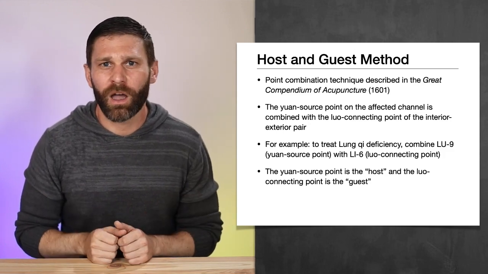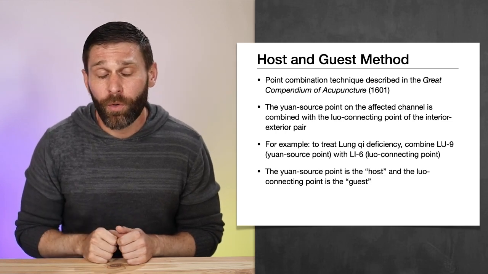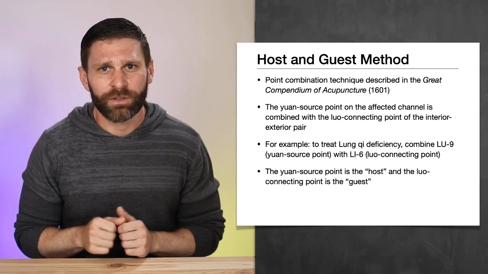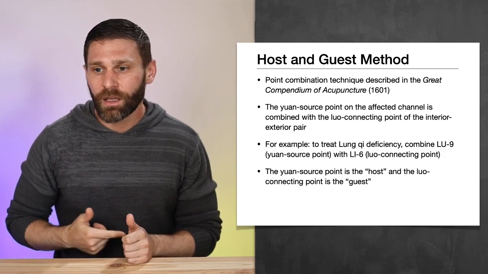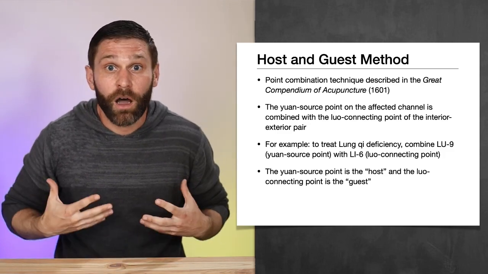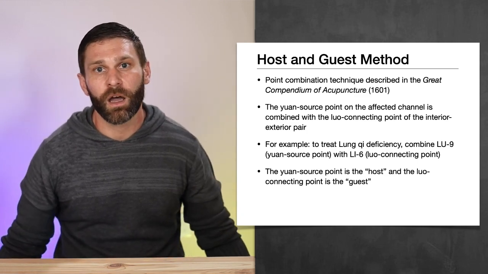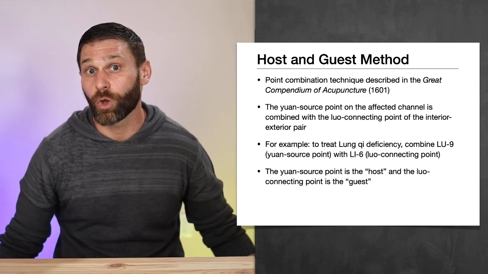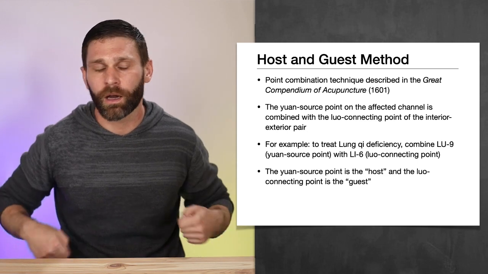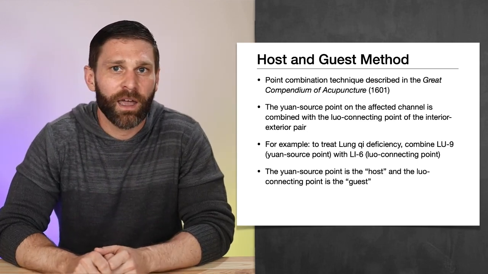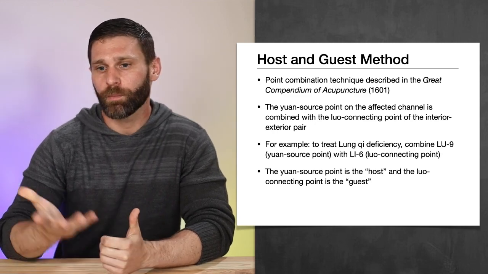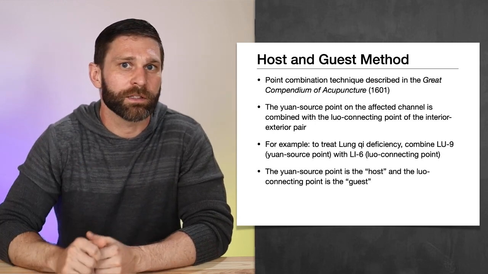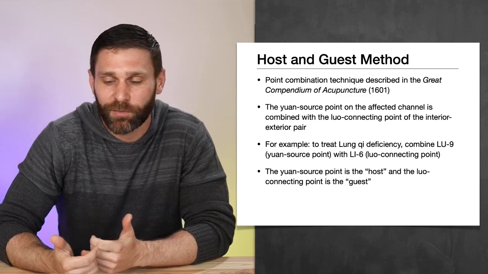And we do this sometimes with like spleen 3, stomach 40. I like to use UB57 kidney 3 as a guest host thing. That kidney 3 is the Yuan-Source Point, so it's tonifying the kidney. If we want to kick it up a notch, we can add in UB57 as the Luo-Connecting Point of the yin-yang pair. So that's the host and guest method. I'm not sure in modern practice how often this comes up, but it's usually something we talk about because it's in the introduction to Deadman, so we talk about it there.